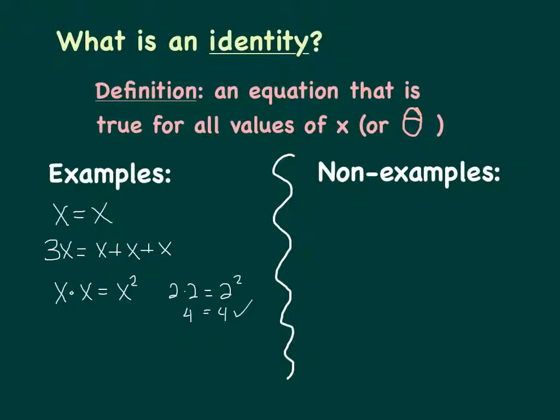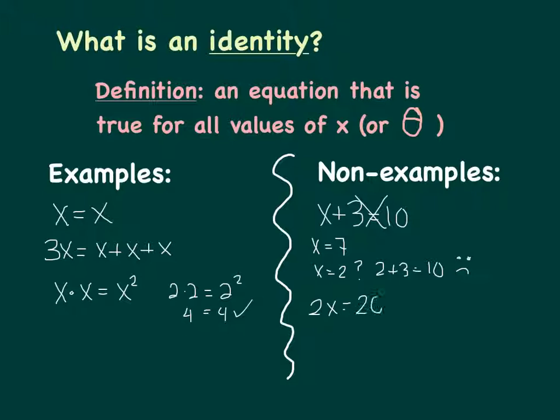Some non-examples of identities are our traditional equations that we need to solve. So something like x plus 3 equals 10. Sure, that's true for one value of x, when x equals 7. But what if x equaled 2? Is 2 plus 3 equal to 10? No, of course not. So since it's not true for all values of x, it's not an identity. Another example, 2x equals 20. Well, that's true when x equals 10, but no other time.